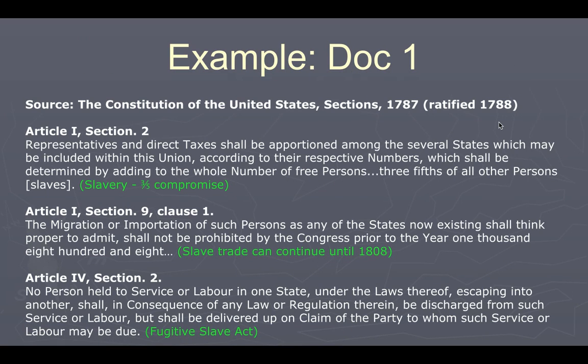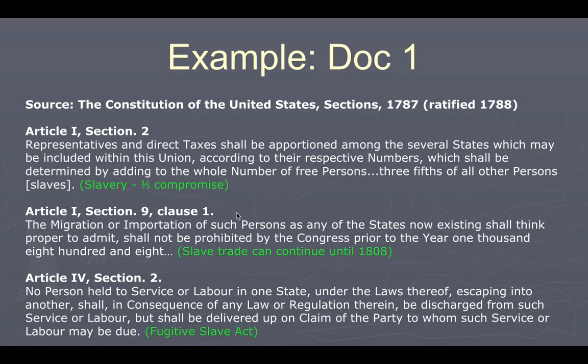So the first document that you have for this week's DBQ is coming from the Constitution, and it's from 1787, which is the first year covered in this week's prompt. And the 3 sections of the Constitution they provided for you all have to do with slavery. You'll oftentimes hear people say that the word slavery is never used in the Constitution. That is 100% true. The word slave is never used, but slavery is mentioned multiple times without necessarily saying it.